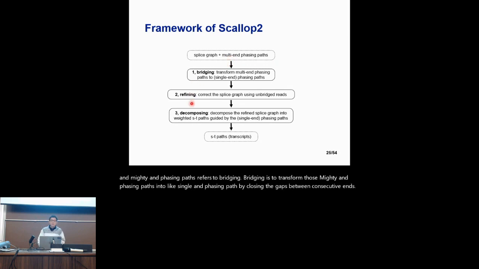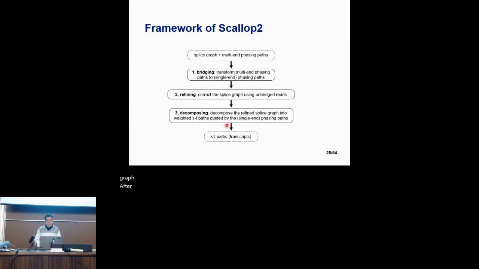So we observe that reads filter bridge actually is quite helpful. Actually, it is informative because they indicate that the splice graph is incorrect, and we can use those reads to refine the splice graph. After that, we will decompose the refined graph to get those transcripts.